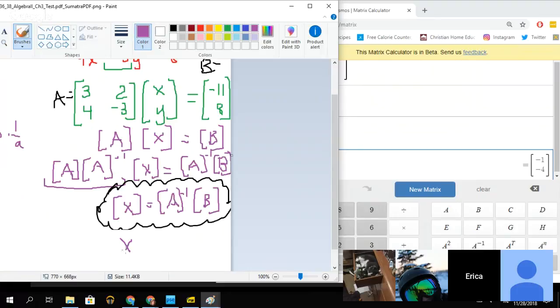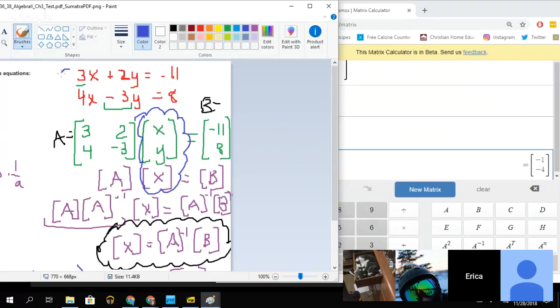So it tells you that matrix X equals -1, -4. So what do you think those two values are? Look way back up here where matrix X is your X and your Y. So that means that the answer to this equation is -1, -4. So all the way back up to the top, when we had this set of equations, the solution is -1, -4.